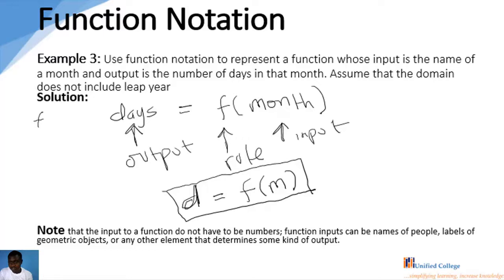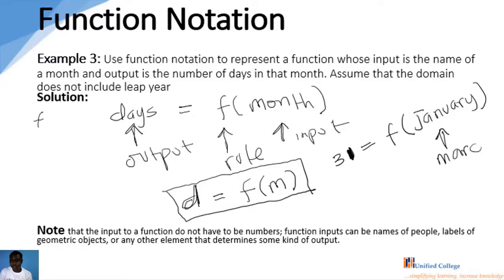what we are saying here is that our output is going to be 31 days. That's the number of days we have in January. So if you write it this way, you are going to be perfectly correct. Also, if we change this input, for instance, to March, our output is still 31.